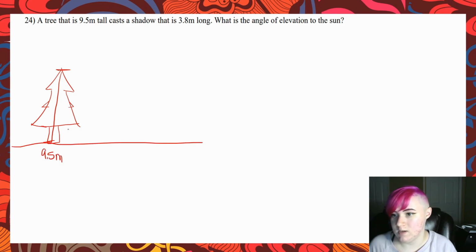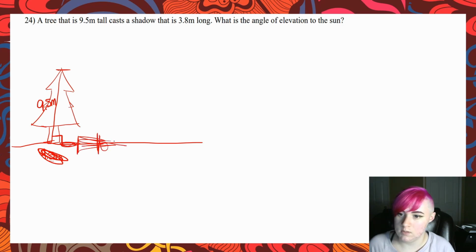Okay, and it's going to be 90 degrees from the ground because trees grow straight upward. Okay, so we have, I labeled that at the wrong spot. This from the bottom to the top is 9.5 meters. Okay, so the height. It casts a shadow, so I'm going to draw its shadow.